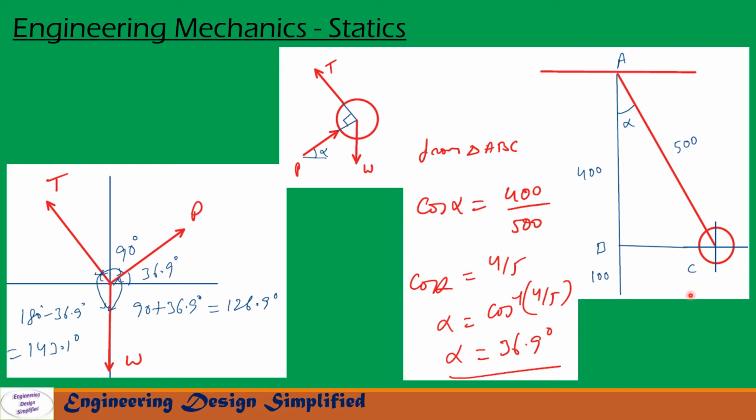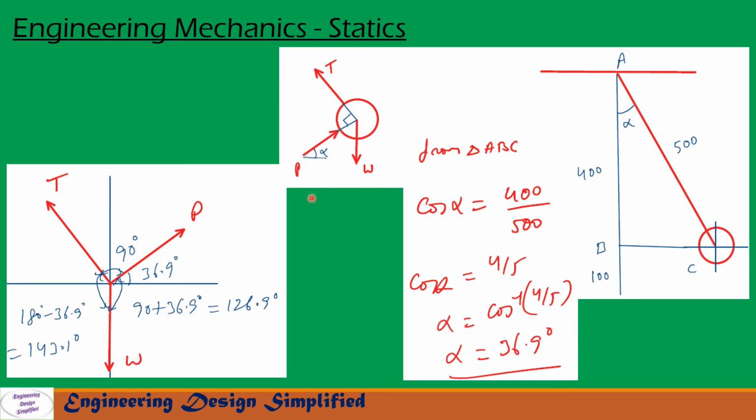Now let us draw a free body diagram of this spherical ball. The ball's weight will be acting downwards, and the tension in the string will be acting along the string, as the string experiences tensile load. The tension in the string is represented like this, and a force P is perpendicular to this string and is represented here. The angle alpha here is also the same as here, so the angle between horizontal and P will be alpha.